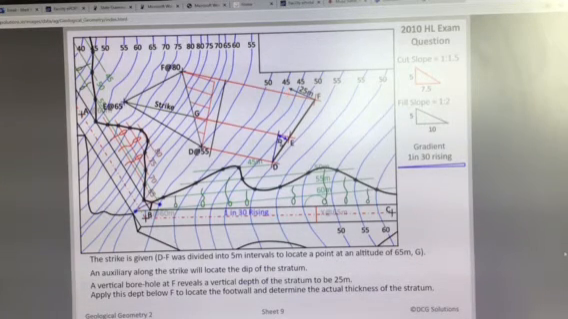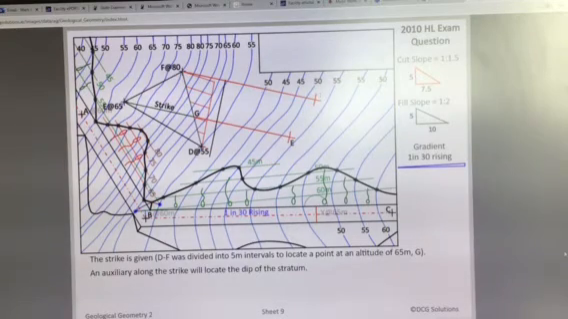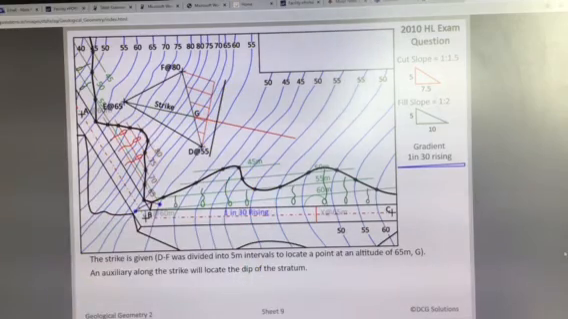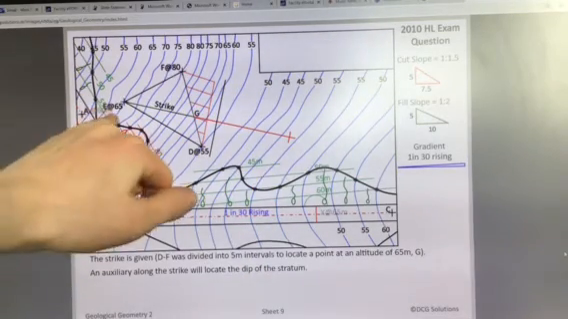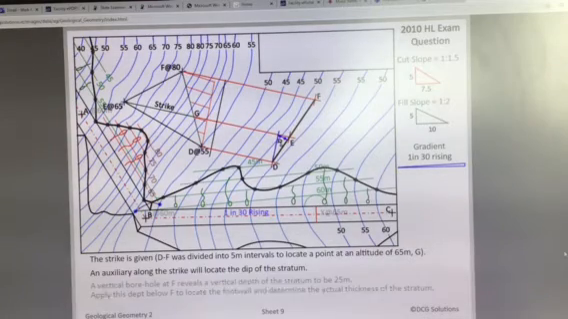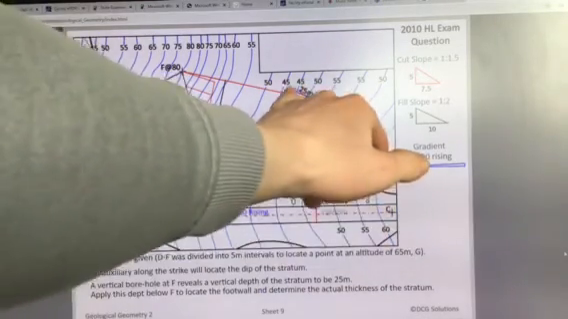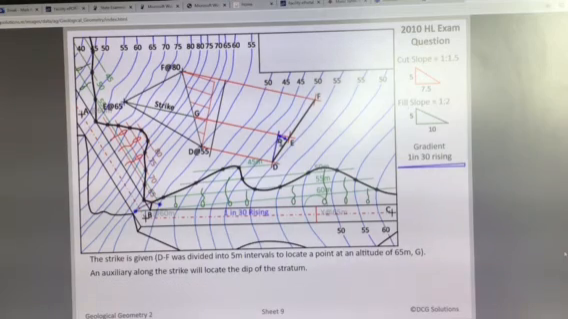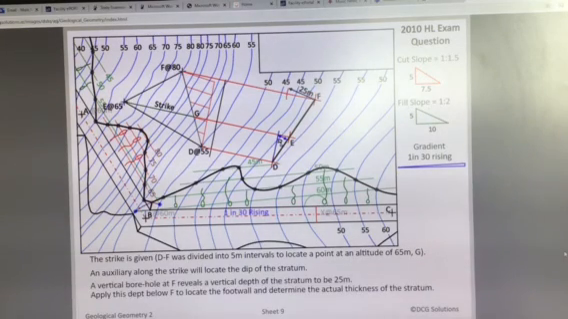Alright, just to reiterate on that. Extend your strike on, make sure you put in a dashed line there. Mark off 65 meters, mark off 80 meters, and mark off 55 meters. Draw in your line, there's your dip, make sure you label your dip. Measure back 25 meters because the vertical borehole at F reveals a vertical depth of the stratum to be 25 meters. Measure back 25, sorry, I'm going backwards here, and draw your line in parallel, and that gives you your thickness.